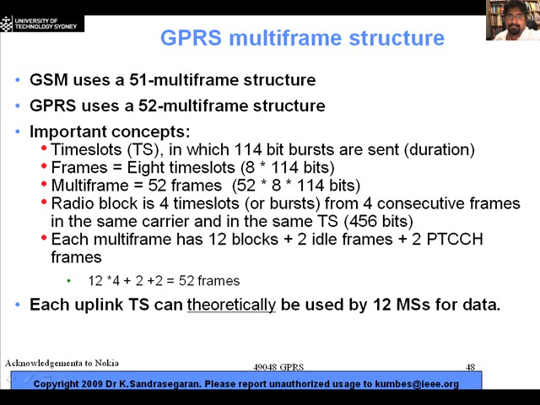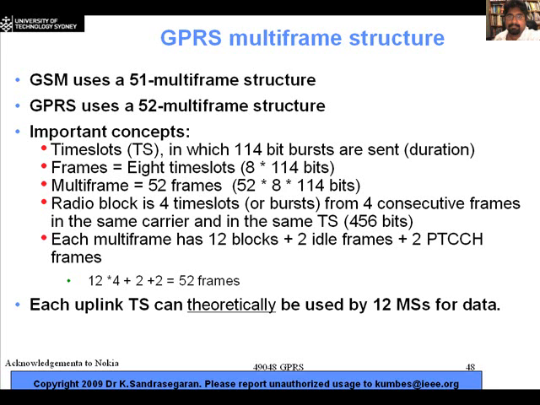So just to recap what we were talking about, we said that as opposed to GSM, GPRS uses a 52 multi-frame structure, and on each time slot we have 114 bits. And then we also said that there are 52 frames, and a radio block is essentially 4 time slots or bursts from 4 consecutive frames in the same carrier and in the same time slot position. So altogether we can transmit up to 456 bits of information in one radio block.